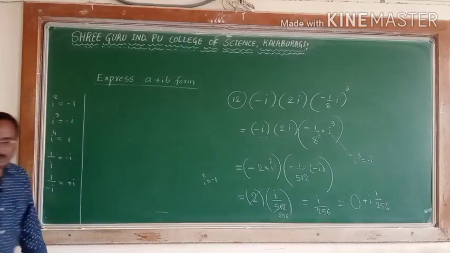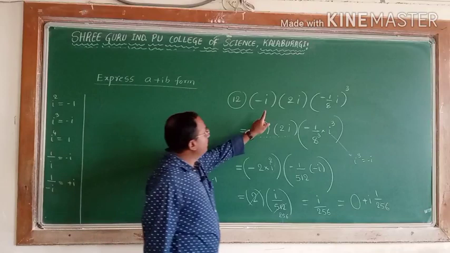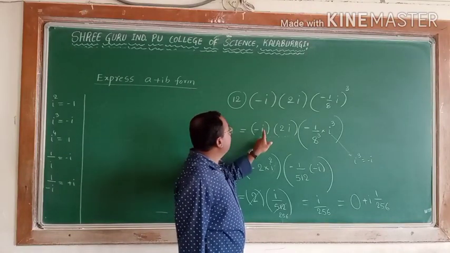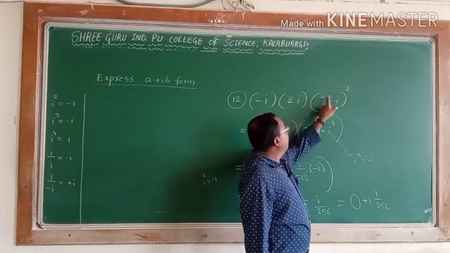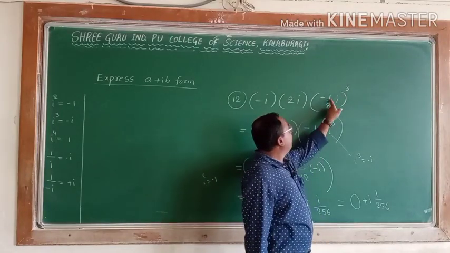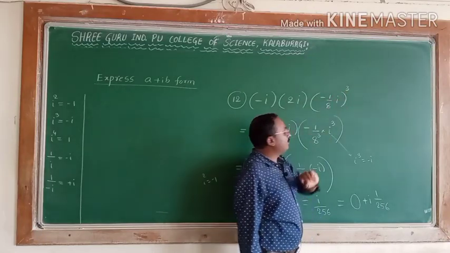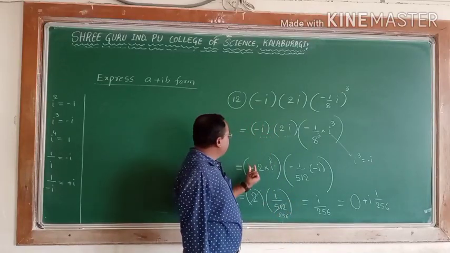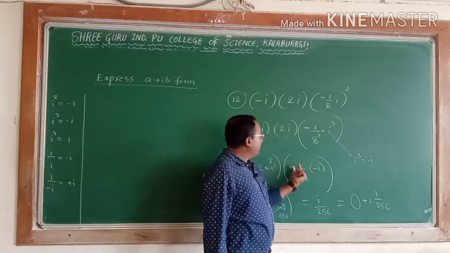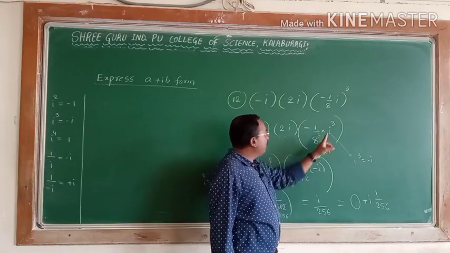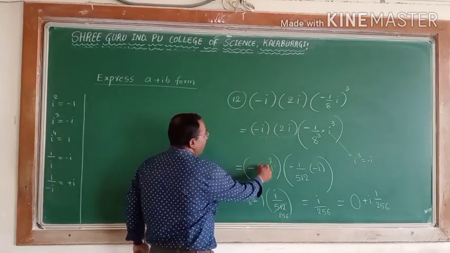Next, this one carefully. Minus i as usual, 2i as usual. A negative to the power odd is negative. 1 cubed is 1, 8 cubed is 512, and that is i cubed. Minus, as it is, i into 2i squared. Minus 1 as it is. 8 cubed is 512. i cubed is minus i. The i squared value is minus 1.